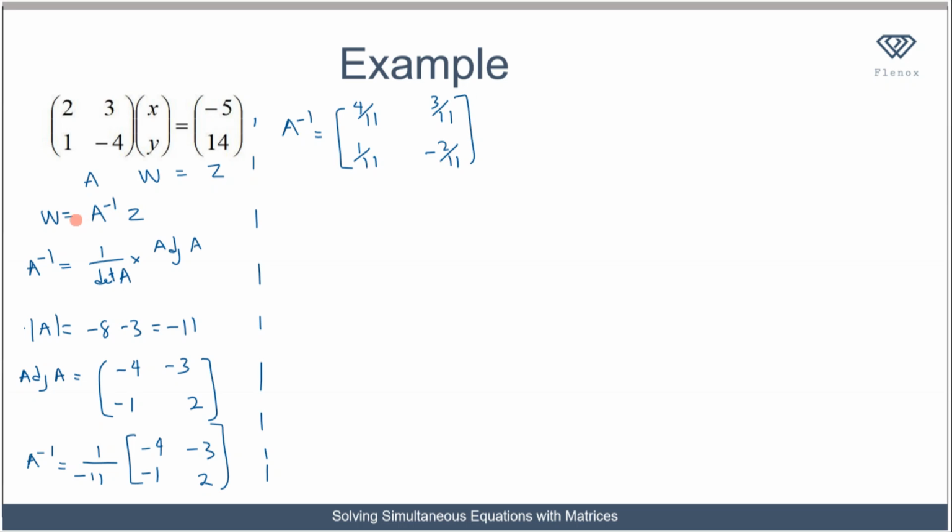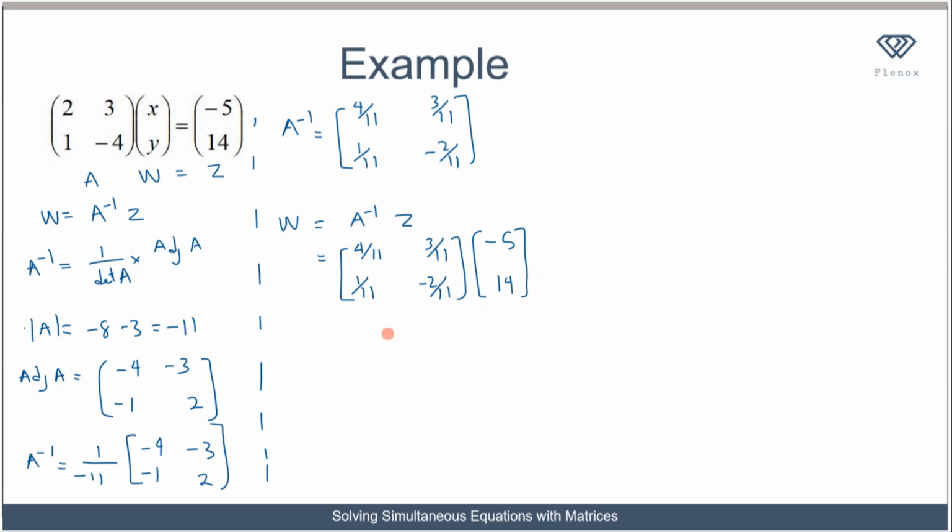So now I can find the value of W. I know that W equals the inverse of A times Z, and I found the inverse of A to be this. So the inverse of A here is 4 over 11, 3 over 11, 1 over 11, minus 2 over 11, times the value of my Z, which is minus 5 and 14.